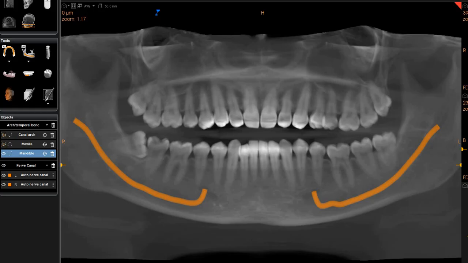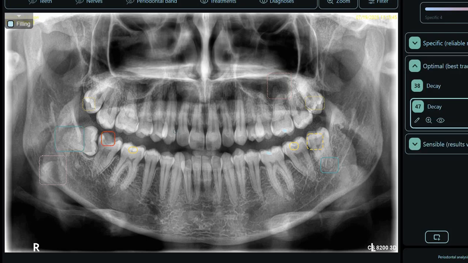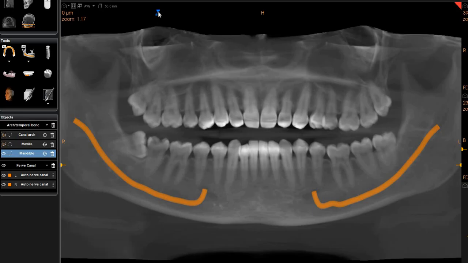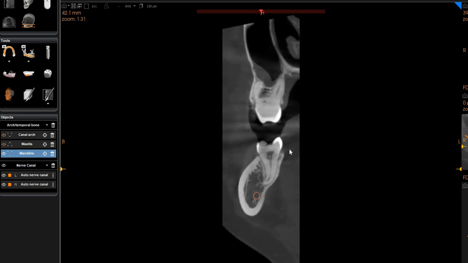Now, quickly moving on to the next part, and that is decay in the lower right 7, 4 7, and that is something that our CBCT is going to confirm, and they are absolutely spot on. We've got decay in the lower right 7, and you can see that here. So another absolutely correct diagnosis by our AI.